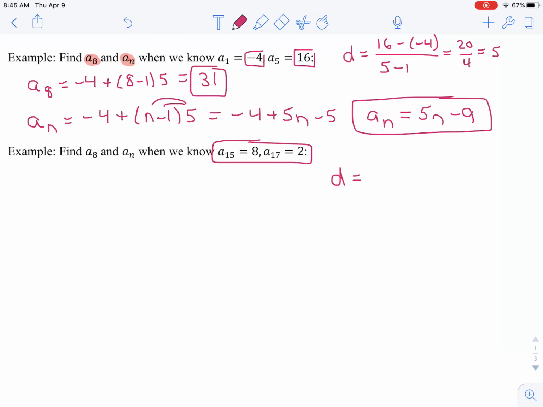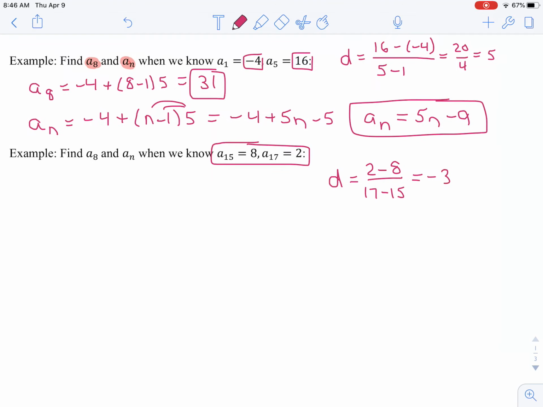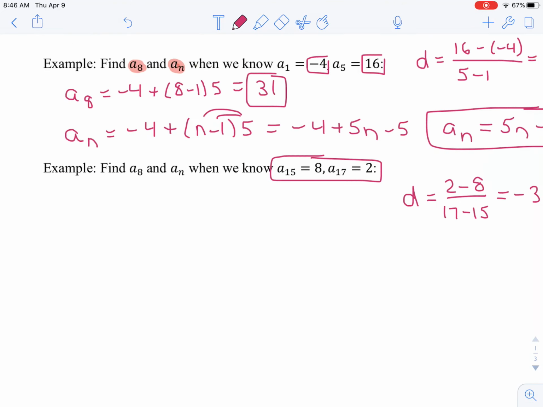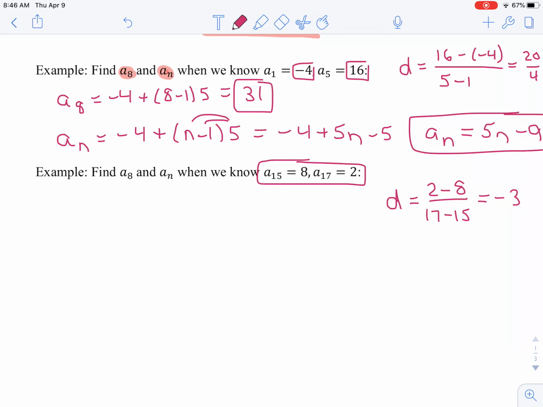But using that kind of slope formula if we wanted to, 2 minus 8 over 17 minus 15. That gives you your -6 over 2, your -3, as I was just saying there. Okay, so we have our common difference. What we don't have is our first term. Watch this. Let's use one of the terms we do have. Let's use a sub 15.